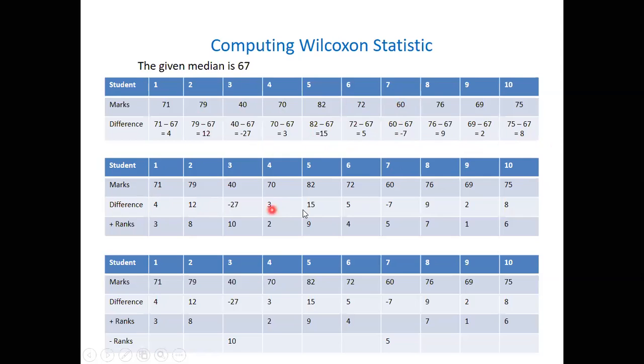So the same values I put here, the difference. Then you now rank the difference, from the smallest, irrespective of the sign. You rank them. The smallest is 2, it gives you 1. The next one is 3, you give it 2. The next one is 4, you give it 3.